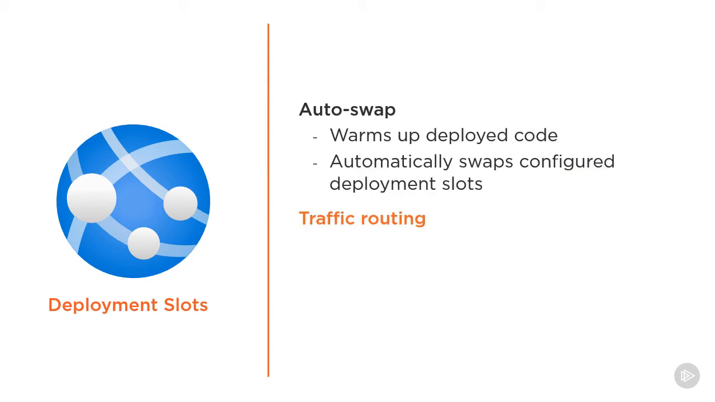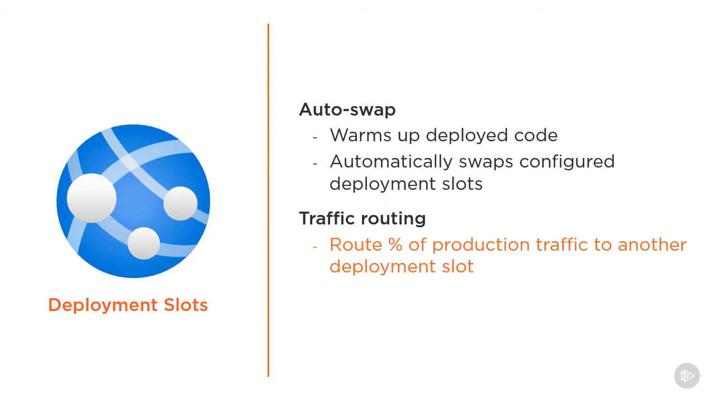Another feature of deployment slots is called traffic routing. You can actually route a percentage of your production traffic to another deployment slot, so you can test out new features of the site with a limited number of real users before you roll out the features to everyone. This is called testing in production, or A/B testing.